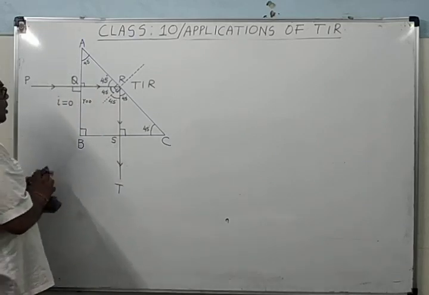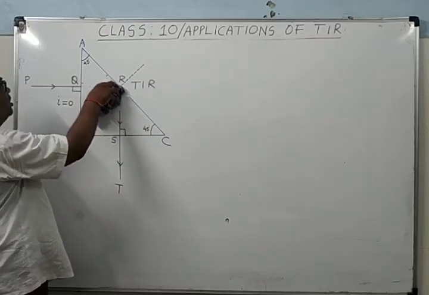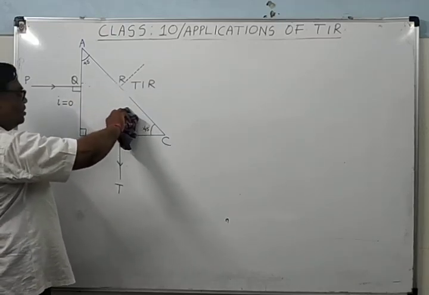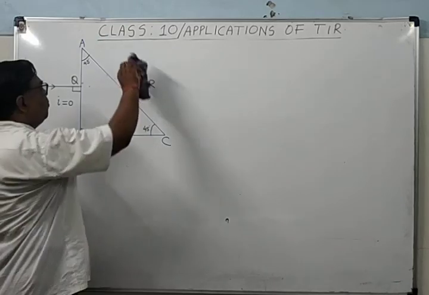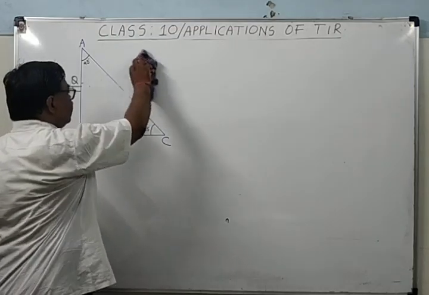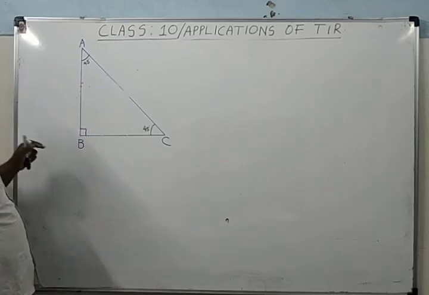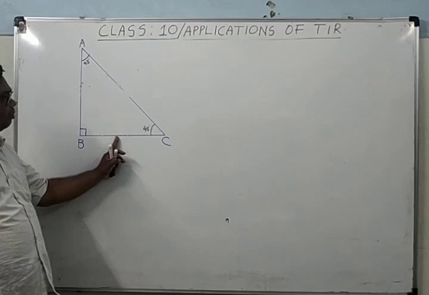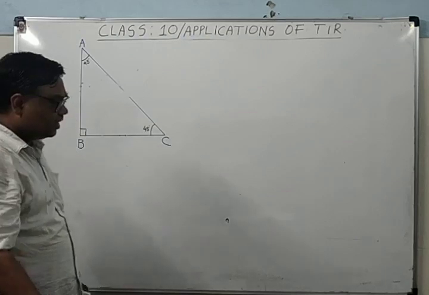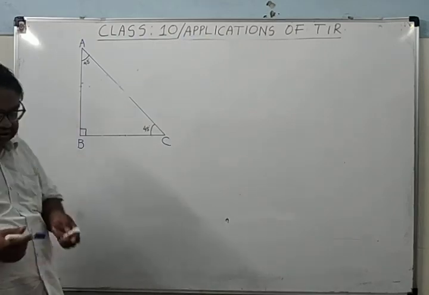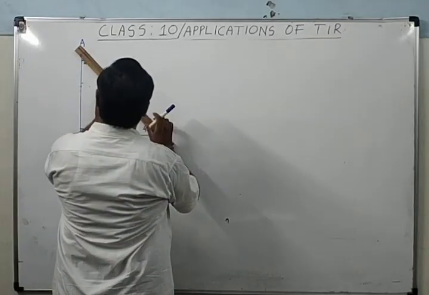Now you can see here two surfaces are identical. Which two surfaces are identical? You can see AB and BC. AB and BC are identical. So now only one surface is left, which is AC. Suppose the ray of light is falling perpendicularly to BC, the same thing will take place. Here also it will get deviated by 90 degree. And why? Because both the surfaces are identical. AB and BC both are identical surfaces.